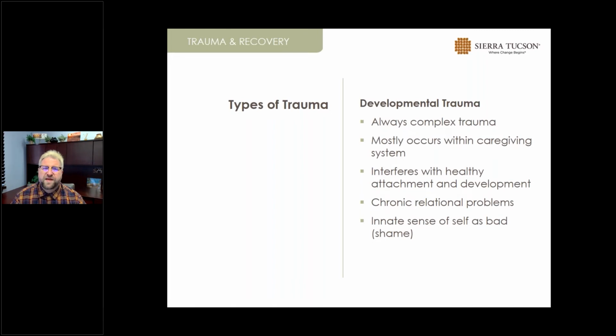One of the things people think of when they think of developmental trauma is childhood trauma, which is accurate. It is a true statement. However, our developmental phases are up through about age 25, and so people are experiencing that development. If they experience trauma during development, it can hinder their developmental processes and put a hold on the body to continue to grow or continue to reach its true potential. Chronic relational problems or having an innate sense of self is bad, and we call this shame, but having that message of I'm a bad person.